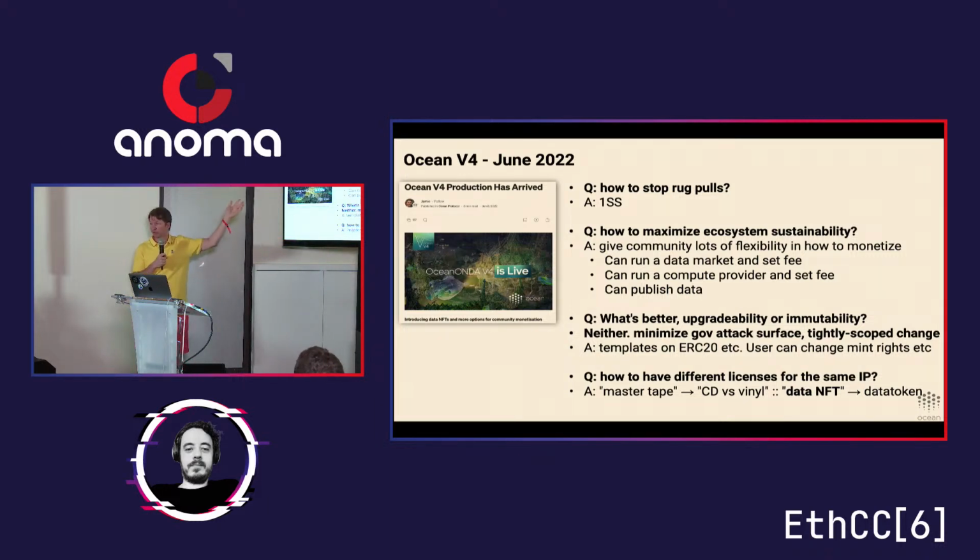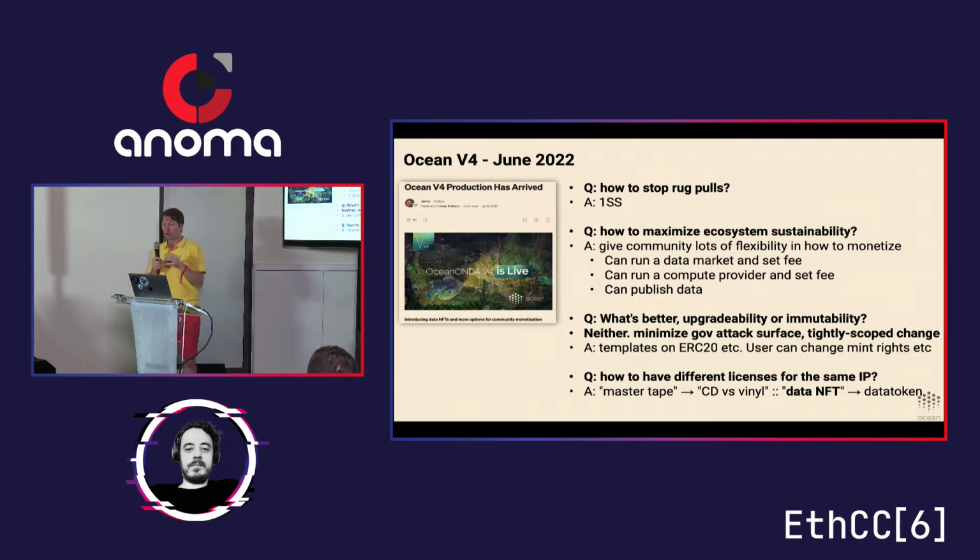So we did use this one-sided staking strategy for the rug pulls. And then we'd gotten feedback for v3. Our ecosystem was saying, okay, we're running a market, but you've hard-coded it so that if you run a market, you only get a 0.1% fee. But we want a 2% fee. And we're like, yeah, people won't complain about 2% fees, so we gave them flexibility where if they're running a market, they could set the fee themselves.